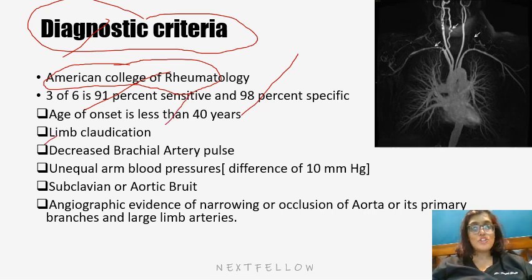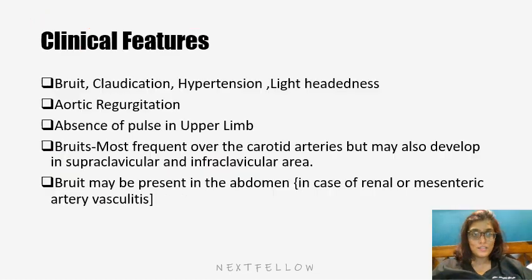Limb claudication should be present, decreased brachial artery pulse, unequal arm blood pressure with a difference of more than 10 millimeters of mercury, subclavian or aortic bruit, and angiographic evidence of narrowing or occlusion of the aorta or its primary branches, and large limb arteries. The clinical features of Takayasu arteritis, if you understand the diagnostic criteria, writing them is very easy.